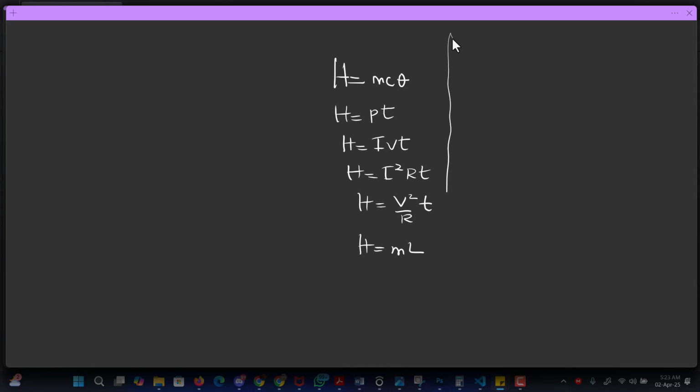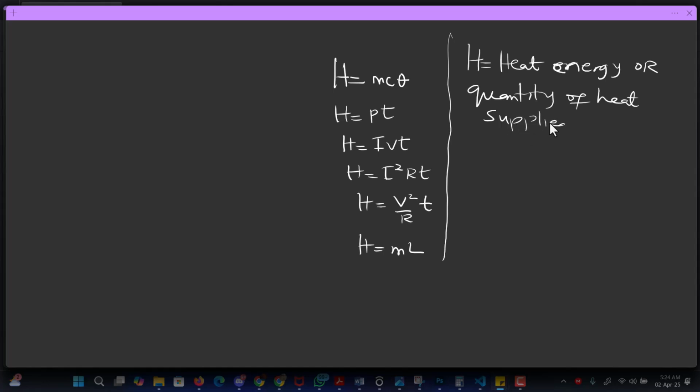But there's one key thing that I told you that you must know if you want to solve questions related to heat capacity. Remember that this quantity of heat can also be called energy supplied. Remember, I call this H. You can call it heat, heat energy, quantity of heat supplied, or energy supplied, because heat is energy. So all these places where you see them writing H can be called heat energy, quantity of heat supplied, or energy supplied. These are the terms it always comes in the form of.